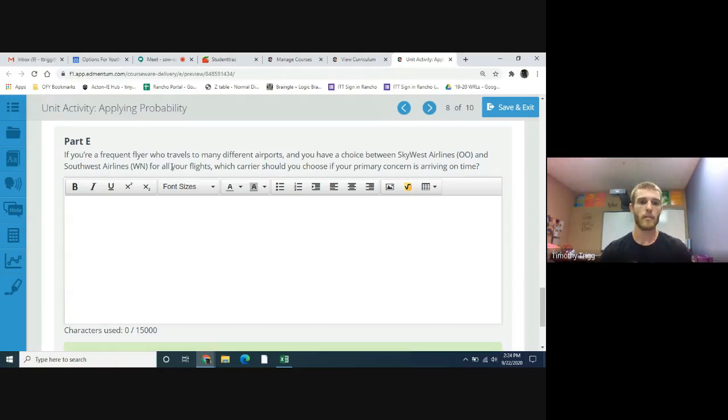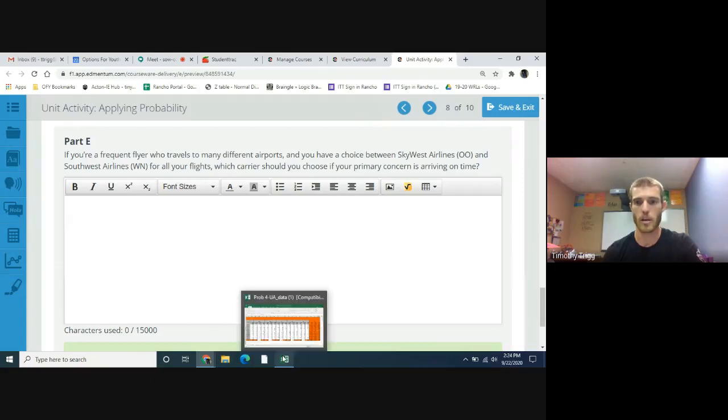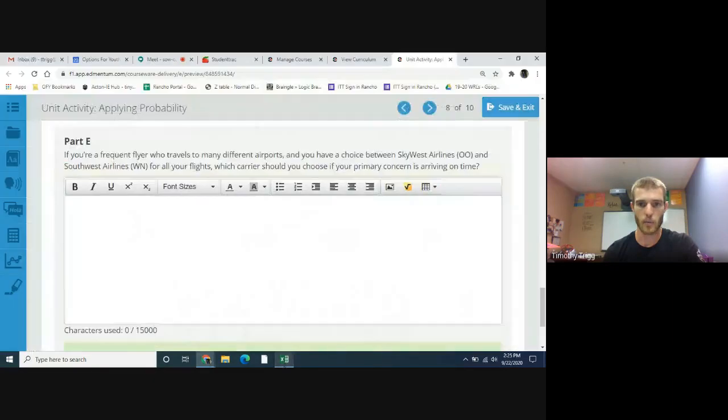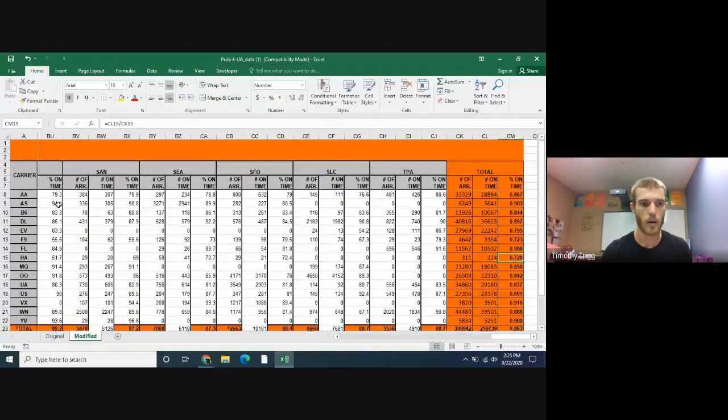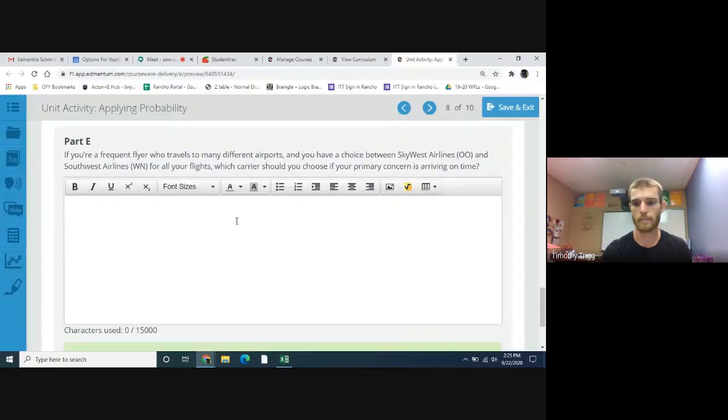If you're a frequent flyer who travels to many different airports and you have to choose between SkyWest Airlines and Southwest Airlines for all your flights, which carrier should you choose if your primary concern is arriving on time? So I want you to look at that information here. Again, we're looking at the OO and WN. All right? And you're looking at the percentage of them that arrive on time. So I want you to go ahead and answer that question and give an explanation there.